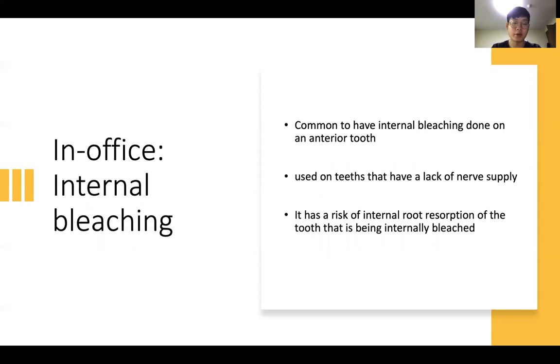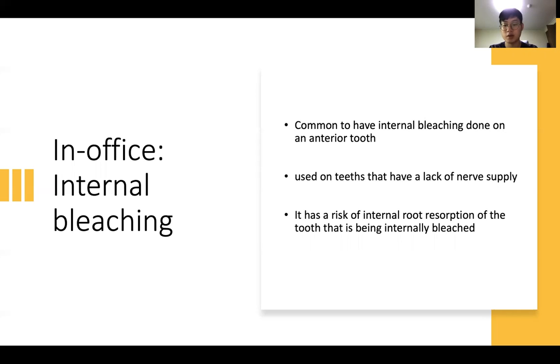The second way that is used in office is internal bleaching. It is common. Internal bleaching is a process which occurs after a tooth has been endodontically treated. This means that the tooth will have had the nerve of the tooth aspirated or removed through a root canal treatment at the dentist or by a specialist endodontist.